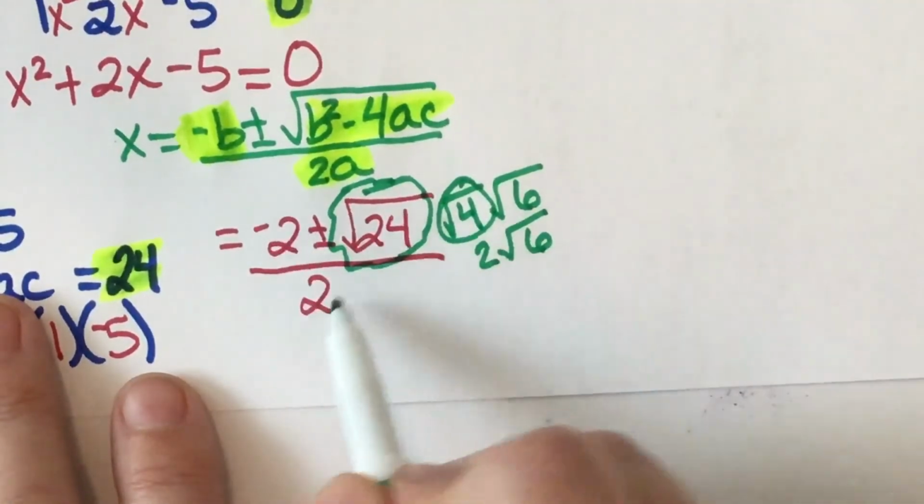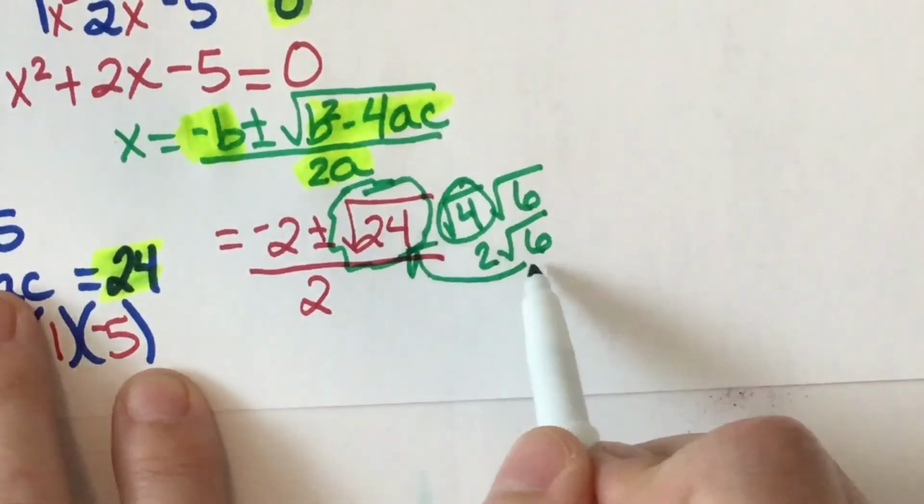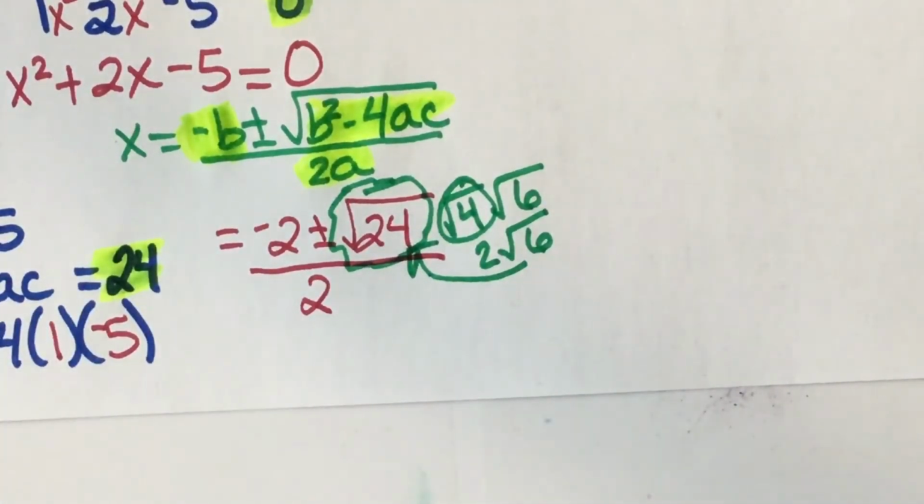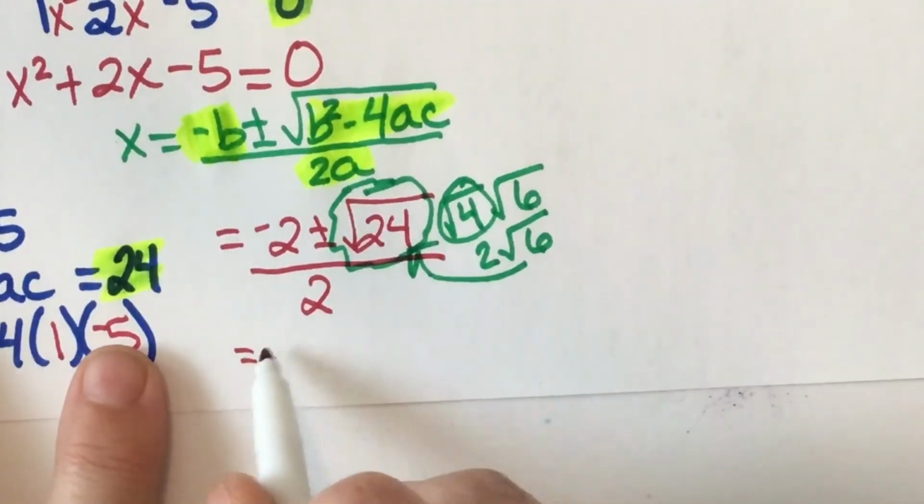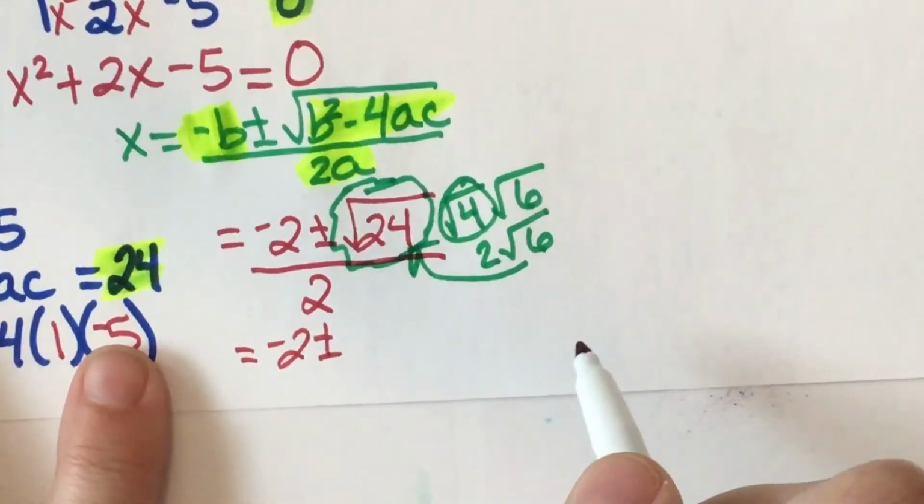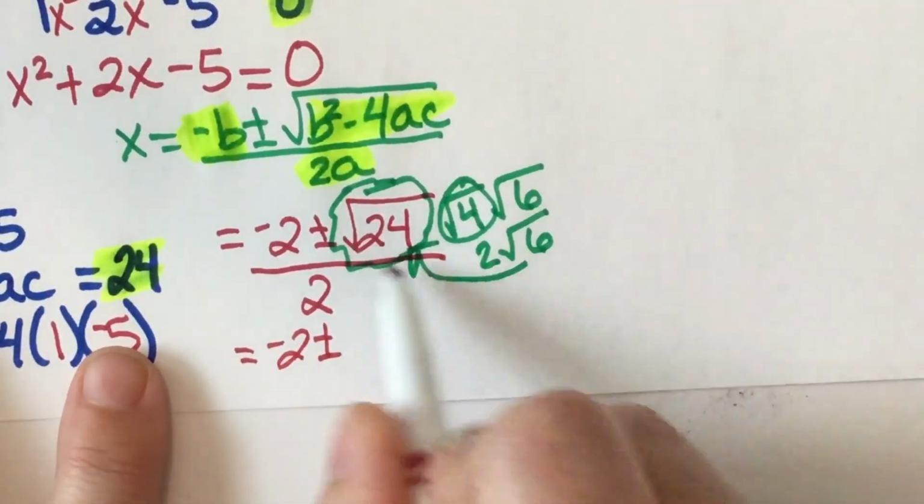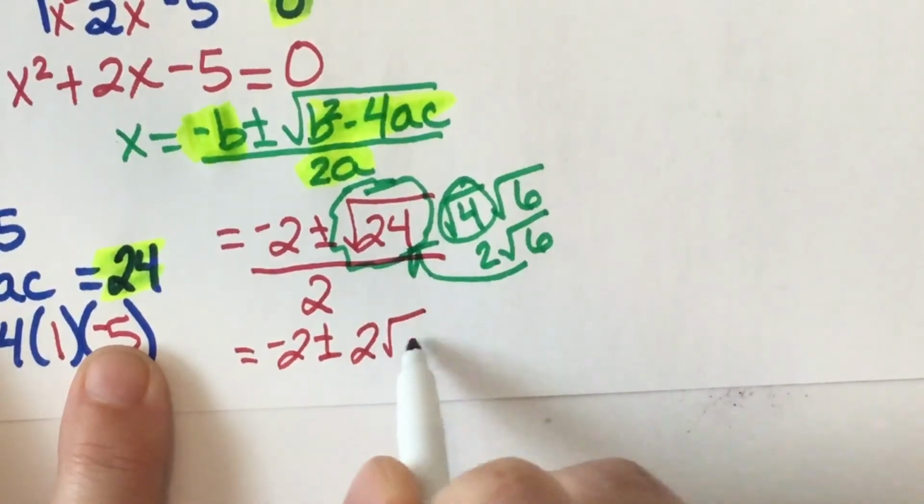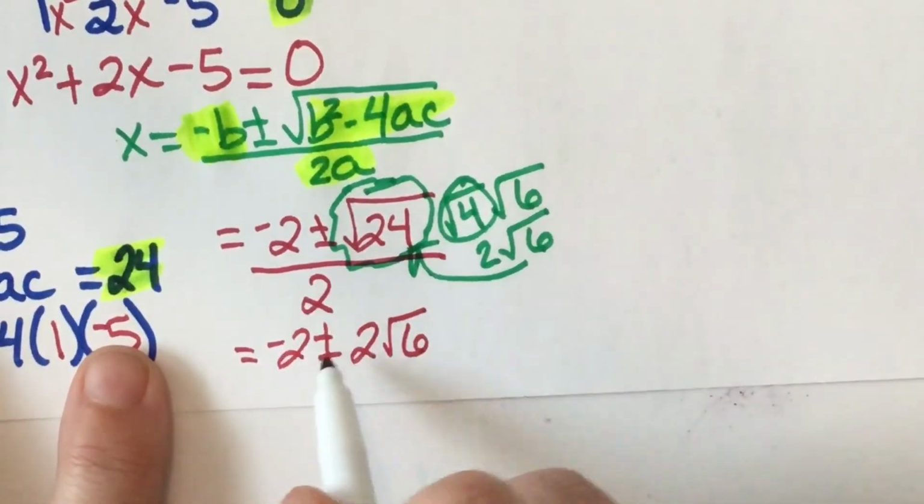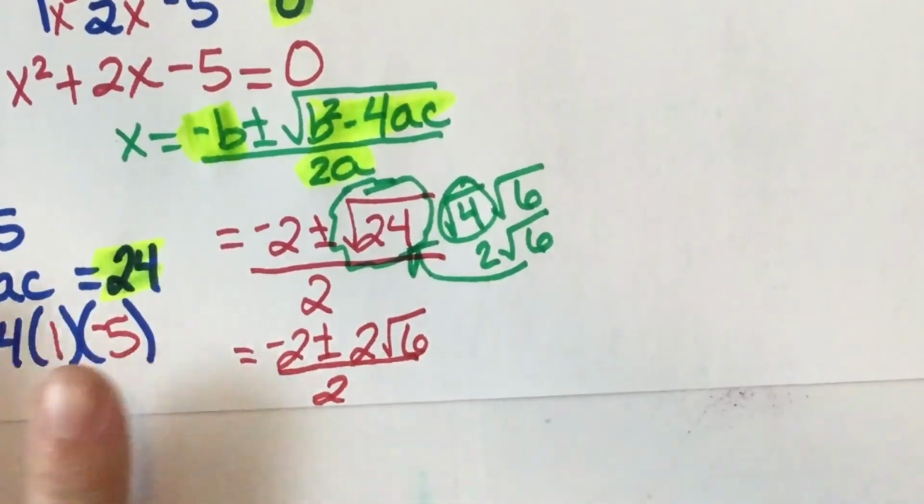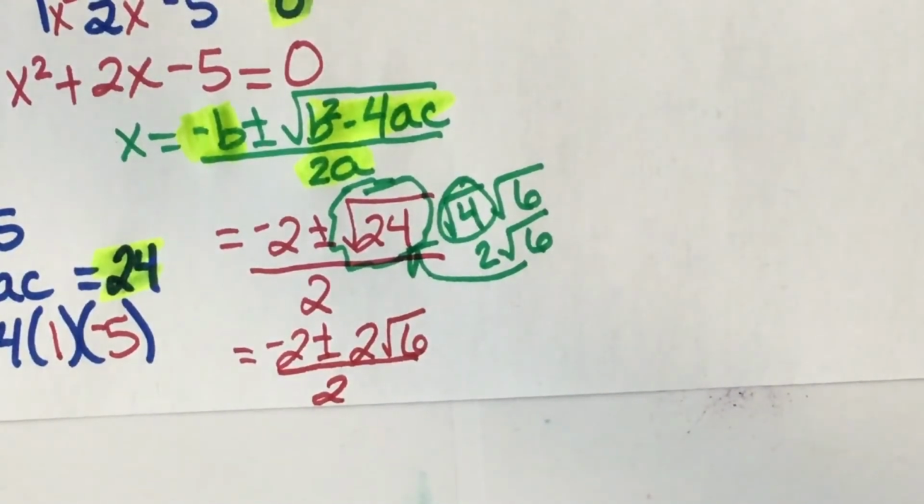All right, so let's recopy this and replace the square root of 24 with 2 square root of 6. So I've got -2 plus minus, I'm going to replace this with 2 square root of 6. I'm going to recopy the all over 2. And now I'm going to simplify.